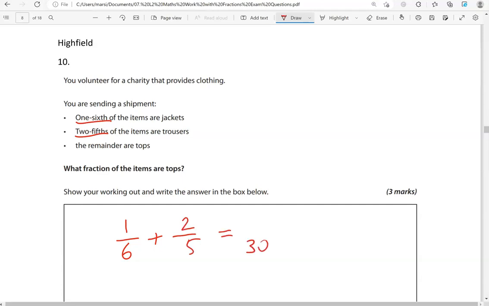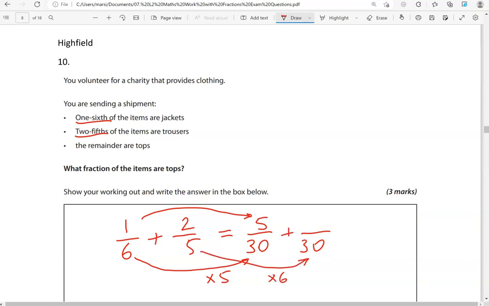Common denominator can be 30. To get from 6 to 30, we multiply by 5. So we'll do the same to the top number. 1 times 5 gives us 5. To get from 5 to 30, we multiply by 6. So we do the same to the top number. 2 times 6 gives us 12. 5 and 12, that is 17.